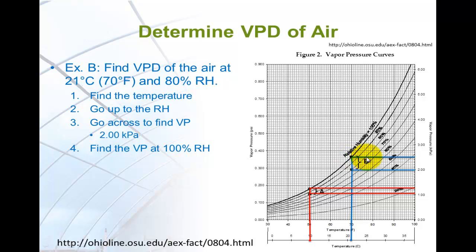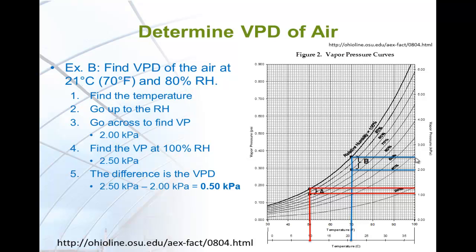Same thing, we draw a horizontal line to the right, and we find the vapor pressure is 2.50 kilopascal. So the difference of the two vapor pressures, or the vapor pressure deficit, is the difference of the two readings, which is 0.50 kilopascal.